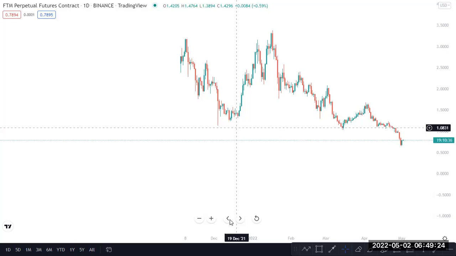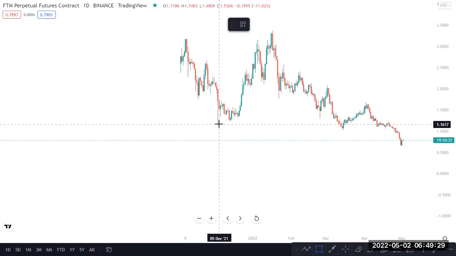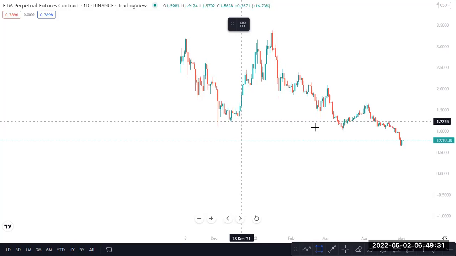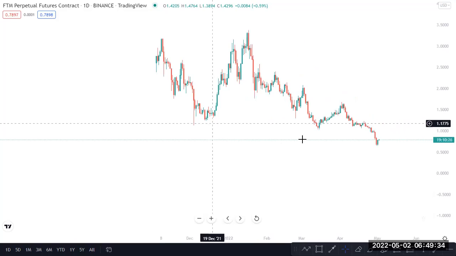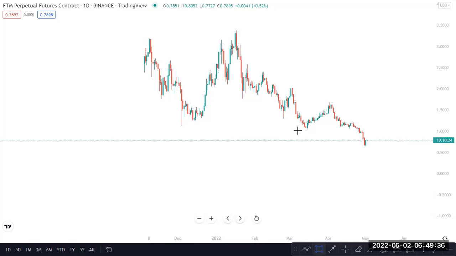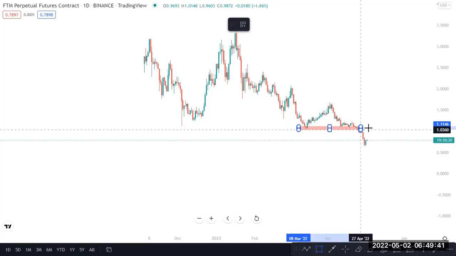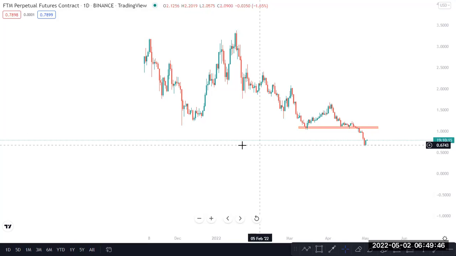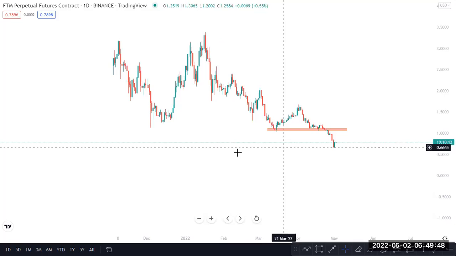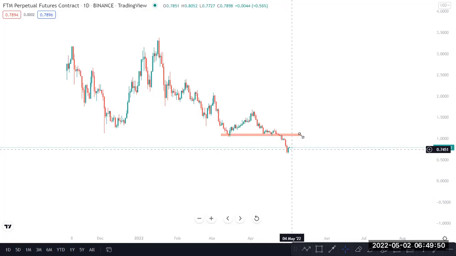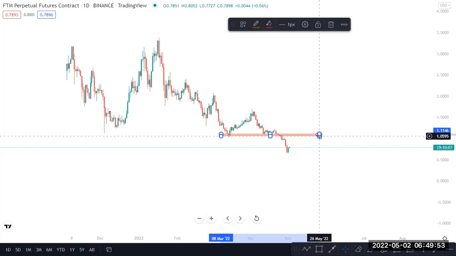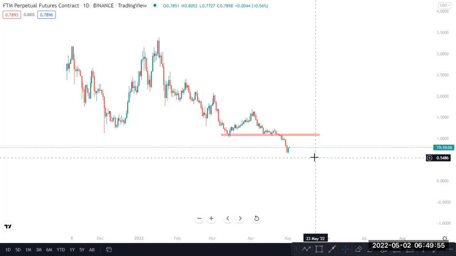So you can see, this is FTM, guys. I'll mark this area as my key level long term. Meaning, I want to see this coin breaking this level and holding above this level. Then I can take my long entry, or I can take my buys for long term holding.